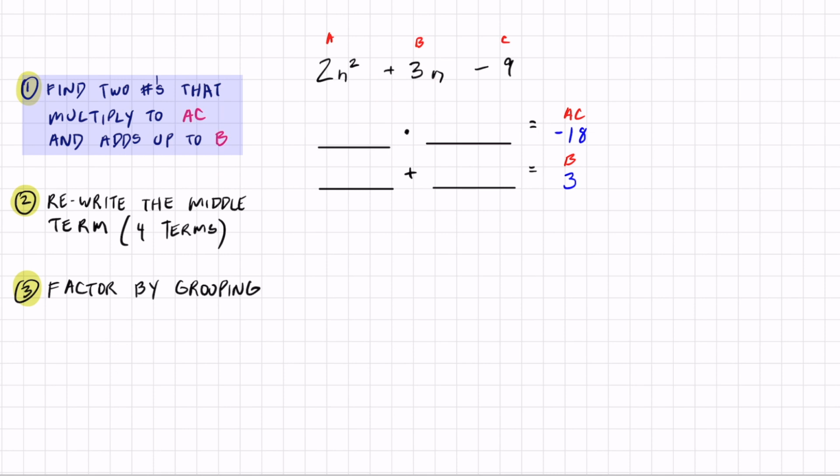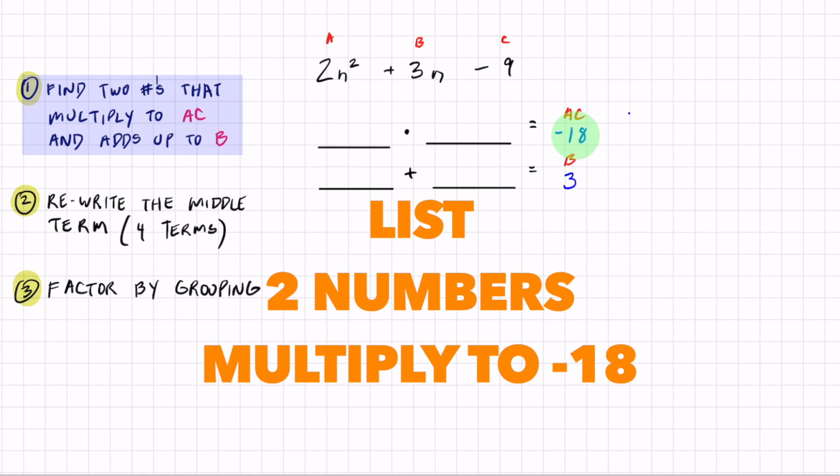On the side, if you're completely new at this, I would list all the combinations of 2 numbers that multiply to negative 18. And you got to know your mental math here. If you got a negative number, the only possible way to get that is that one has to be positive and one has to be negative. So I'm going to list them all out, but pretty soon when you get enough practice on this, you can do it in your head.